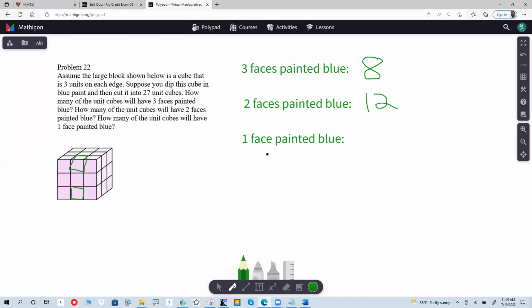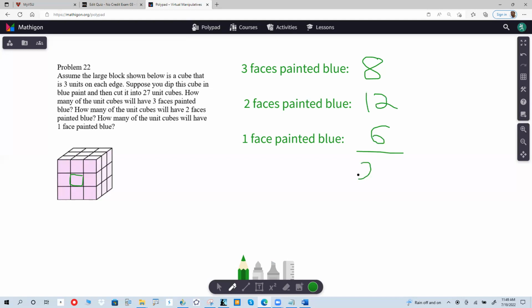We have done problems like this, but this is phrased a little differently. One face showing cubes. Where are the one face showing cubes? Well, they're right here in the middle of each face. There are 6 faces, okay? Right in the middle of each face, there is 1 cube that shows 1 face. And since a cube has 6 faces, the answer will be 6.